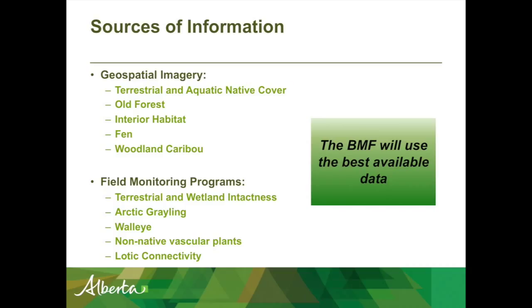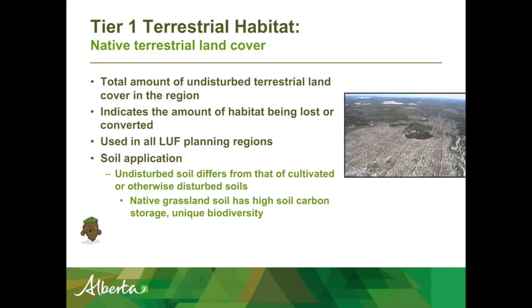Sources of information for the indicators. The information is going to come both from geospatial imagery and from field monitoring programs. And in some cases, the indicators will actually put these two types of information together. General statement is that the BMF will use the best available data. So we do go out and do full scoping of what's available or what's possible for these indicators. So I'm going to go through those indicators that had some soil relevance in a little more detail.